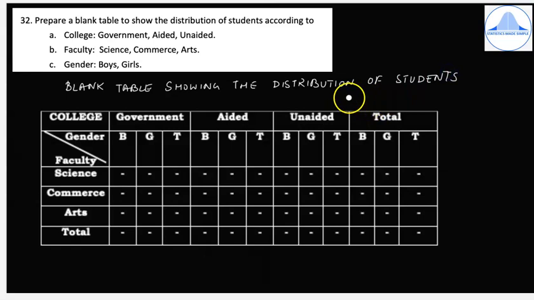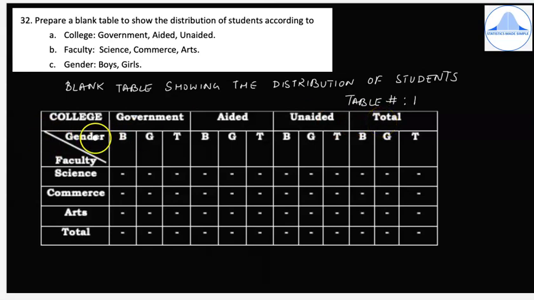Below this, you can write the table number. I'll write table number 1. Now what you have to do to form a blank table is in the first row you should take one characteristic, and the second row you have to divide it into two characteristics. So in the first row I have taken college. College are of three types: government, aided, unaided, and then we also have the total column.